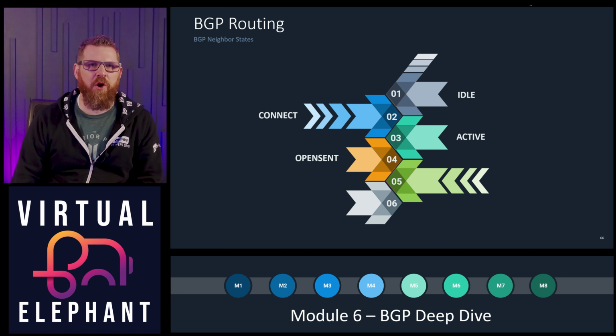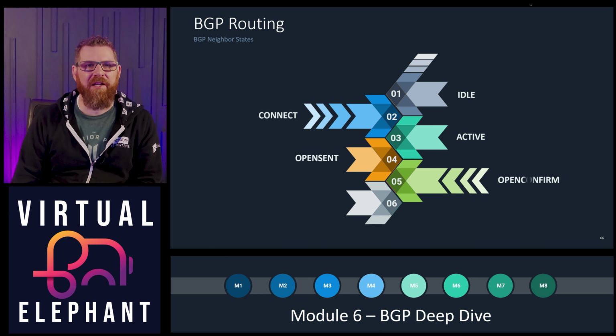Next, we have the open sent state. So once a successful TCP connection is established, the BGP router enters this state, and the router sends an open message to the neighbor, which includes information about the router's BGP capabilities. Again, things like the version number.